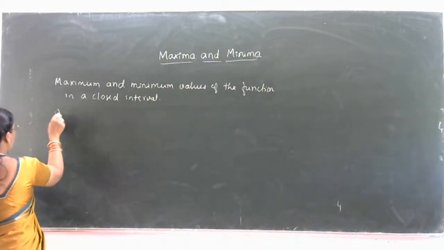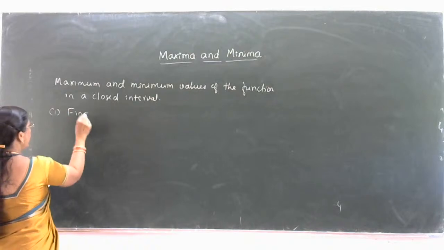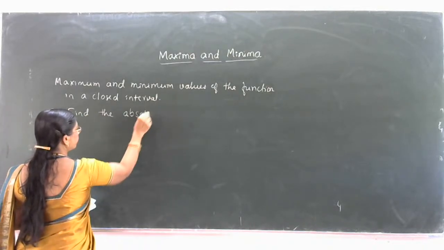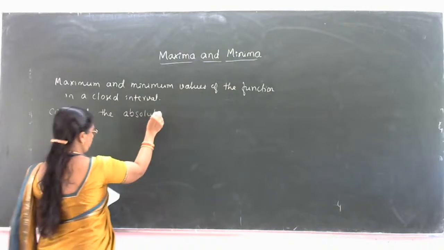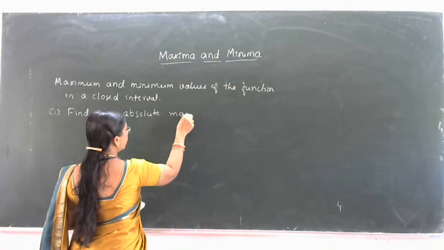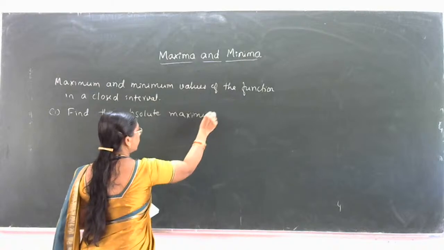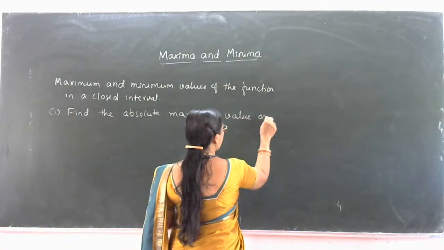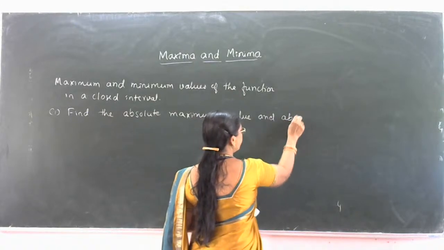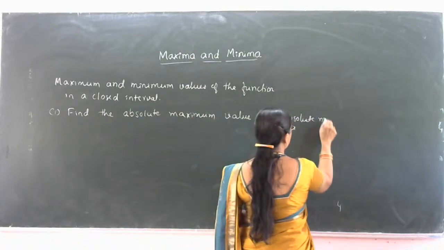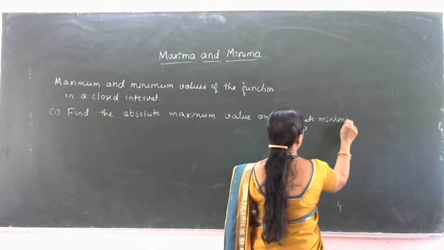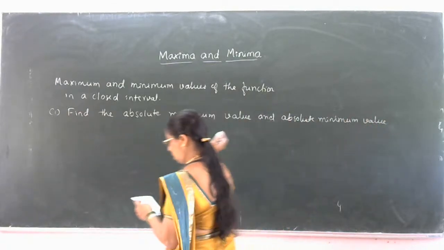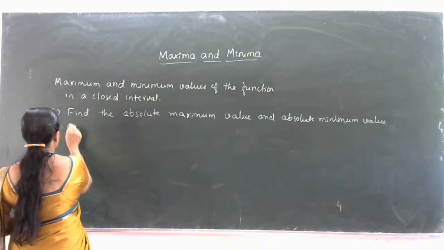First, we find one problem. Solve the problem. Find the absolute maximum value and absolute minimum value of the following functions.